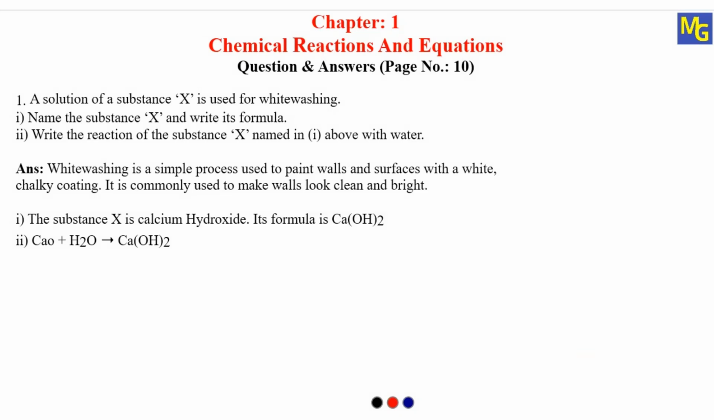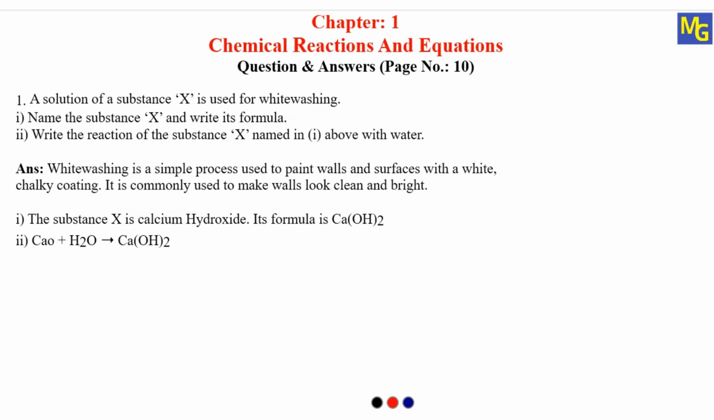Hello students, I am explaining questions and answers from chapter number 1, Chemical Reactions and Equations for class 10 Science. Already I have completed the explanation of this whole chapter and even I have explained the questions which are present on page number 9. That was the Intext one. Now I am going to explain the questions which are present on page number 10.